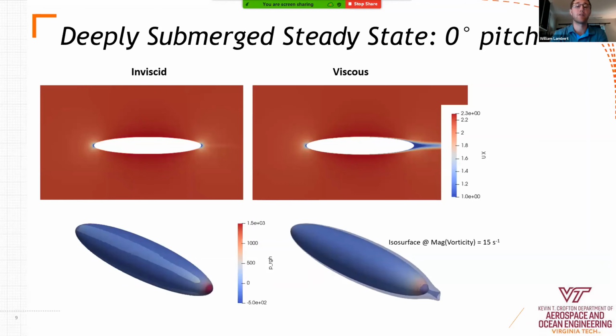And just for reference and some pretty pictures in this presentation, these are some pictures of the difference of a 0-degree pitch in the deeply submerged condition for both the inviscid and viscous case, just to give a sanity check on the simulation. We see that the inviscid has very little wake. We see the 2 stagnation points at both the bow and the stern. Whereas in the viscous case, we see the separation occurring at the very trailing edge of the body. And we see that take place in the vorticity that is also occurring over the body.